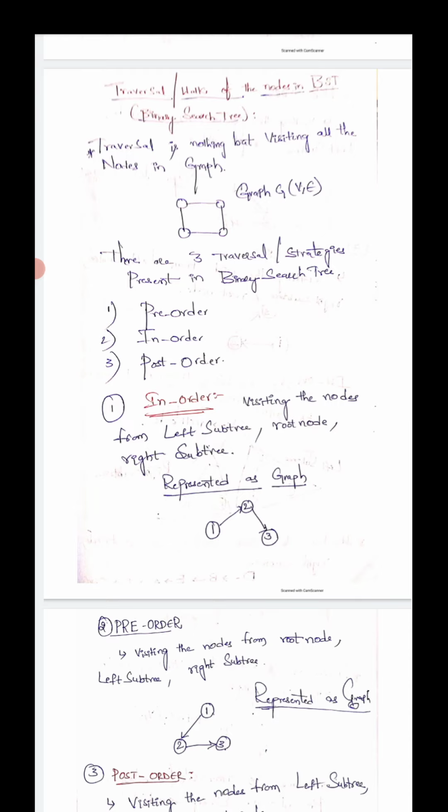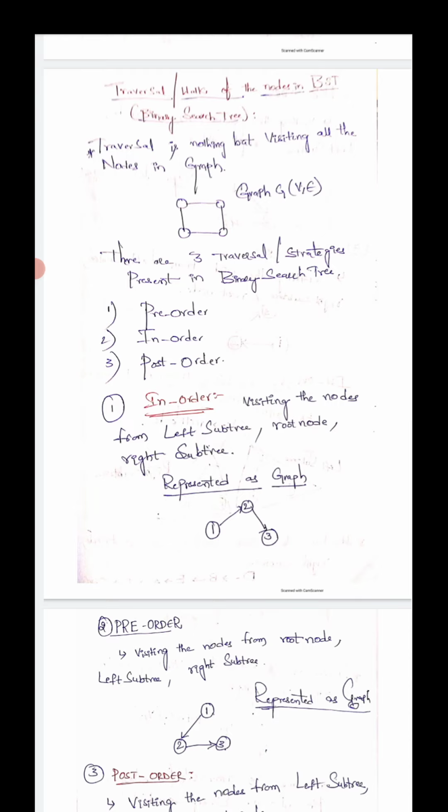So there are three traversals or strategies present in binary search tree. The first one is pre-order, the second one is in order, and the third one is post order. Coming to the concept of in order, we are visiting the nodes from left subtree, root node, and right subtree. This is the concept of in order.